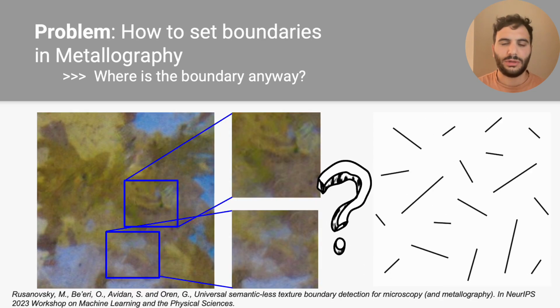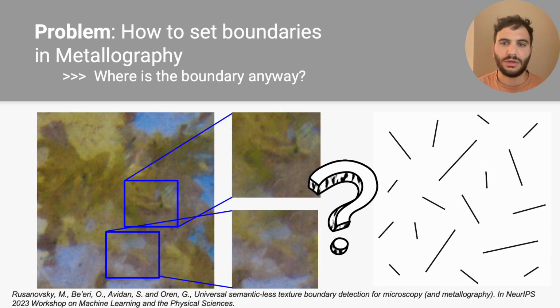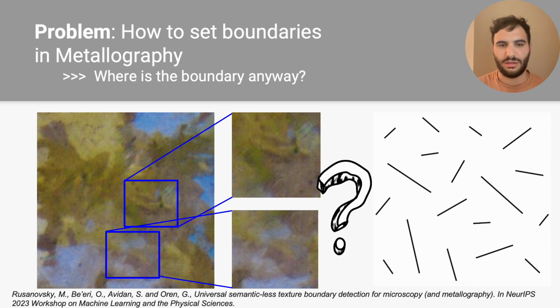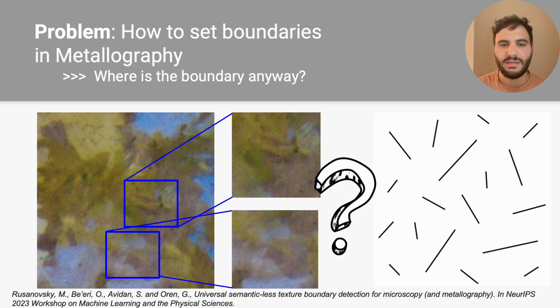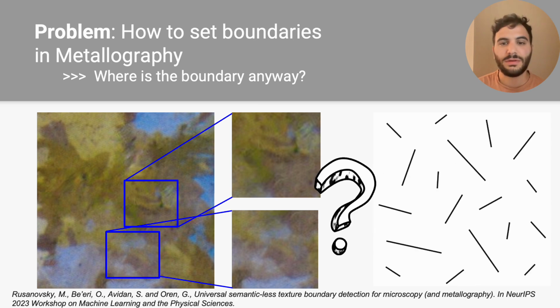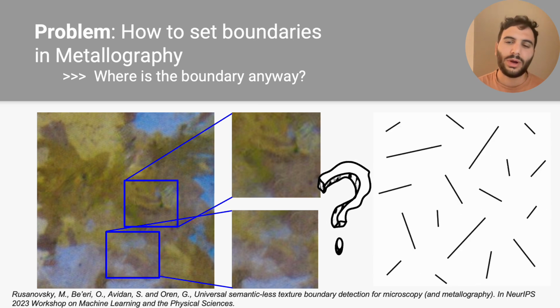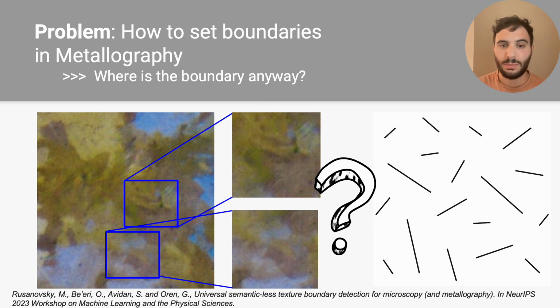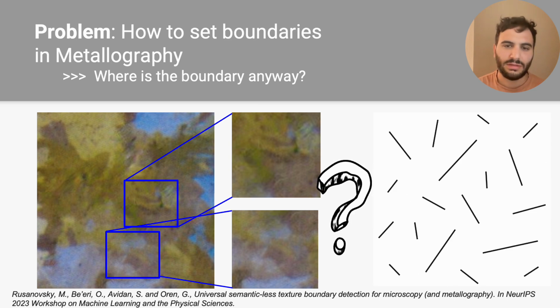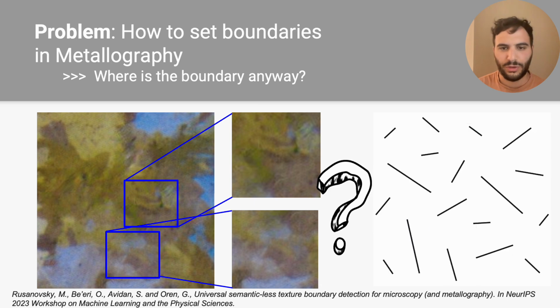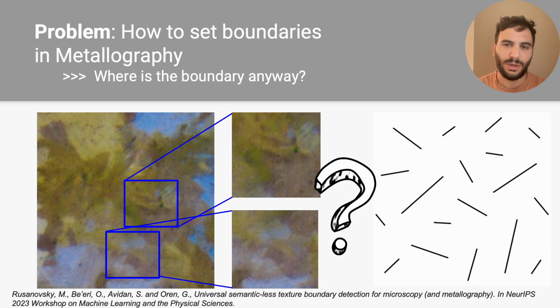Traditional segmentation models often struggle because there are no clear object edges, only gradual transitions in texture. This ambiguity makes it difficult even for experts to agree on ground truth, which further complicates both training and evaluation. We elaborated on this topic in a previous 2023 NeurIPS Machine Learning for Physics paper.